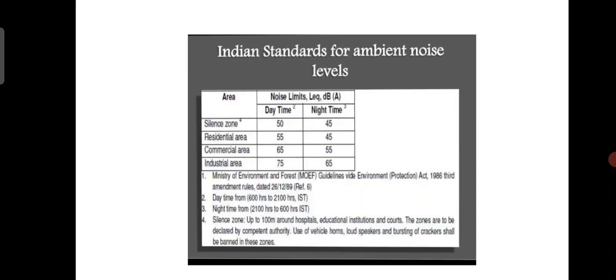The daytime varies from 6 a.m. in the morning to 9 p.m. in the night. The night time is 9 p.m. in the night to 6 a.m. the next morning. A silent zone is up to a 100-meter radius from hospital areas, educational institutions, courts, etc. These areas are declared as silent zones. This Indian standard is given by the Ministry of Environment and Forest guidelines.